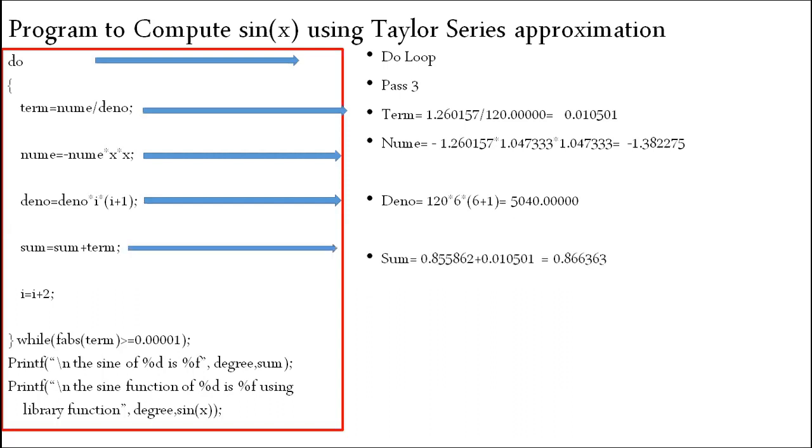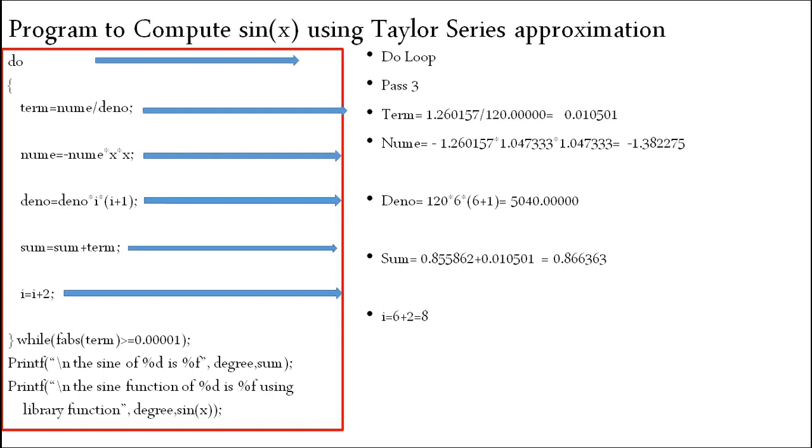So next again sum will be updated. So sum is equal to sum plus term. So the last value of sum is 0.855862 plus the new value of term is 0.010501. So we'll get a value 0.866363.